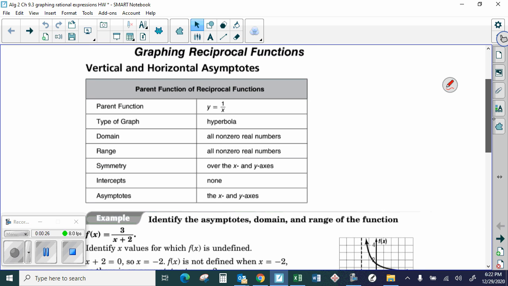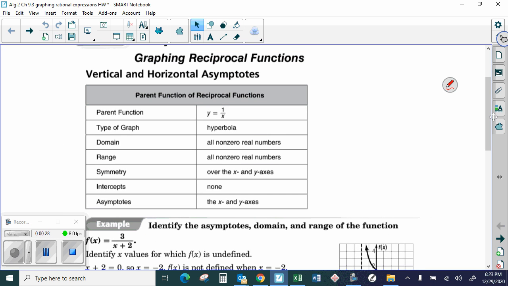Okay, so the parent function, remember, parent function means before any shifts occur. There's no horizontal or vertical shifts, no horizontal or vertical stretches either. So the original is called the parent function, y equals 1 over x. Now, it's interesting, they're calling it y equals, but you should write in function notation, which would be f of x equals 1 over x. So you need to know those are the same thing.